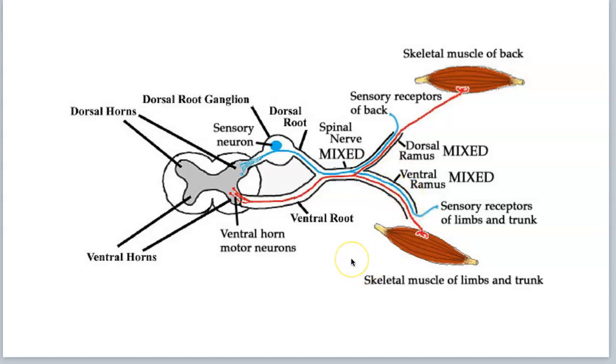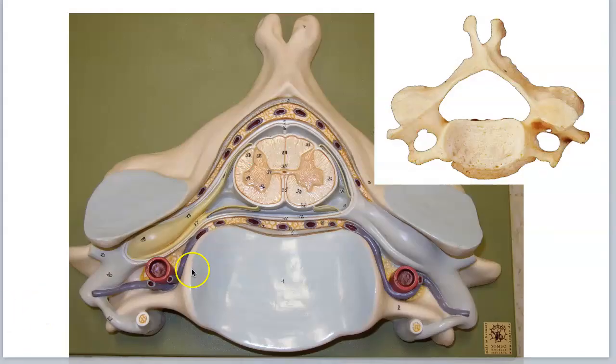Hopefully that made sense. Now we're going to look at this model, because I think we've gone through all the structures now. First of all, we call this the spinal cord within a cervical vertebra.